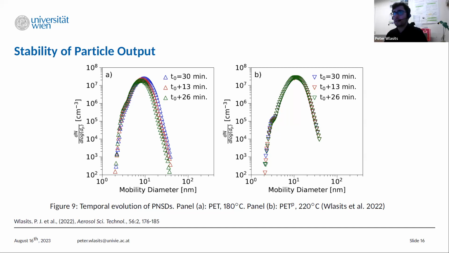On the other hand, if we look at figure 9b, which corresponds to higher purity PET, so the PET with known composition, at a higher temperature, so 220 degrees instead of 180 degrees Celsius, there we can see that all 3 curves measured at the same times actually overlap, so that distribution was stable.